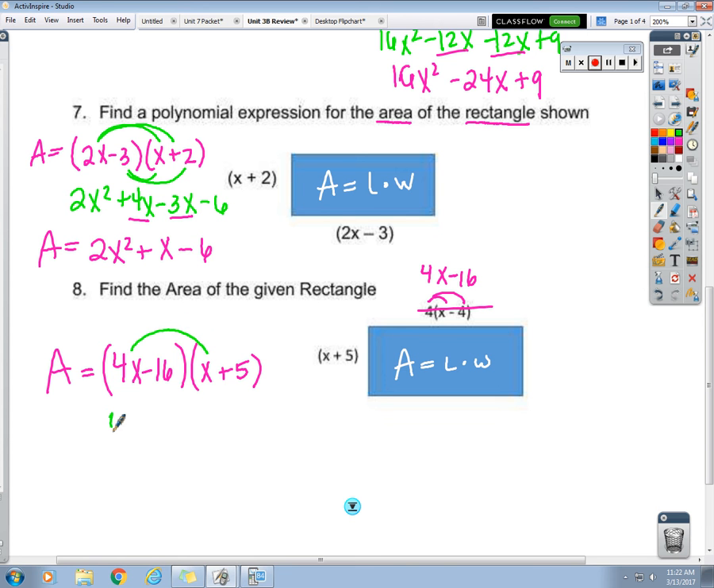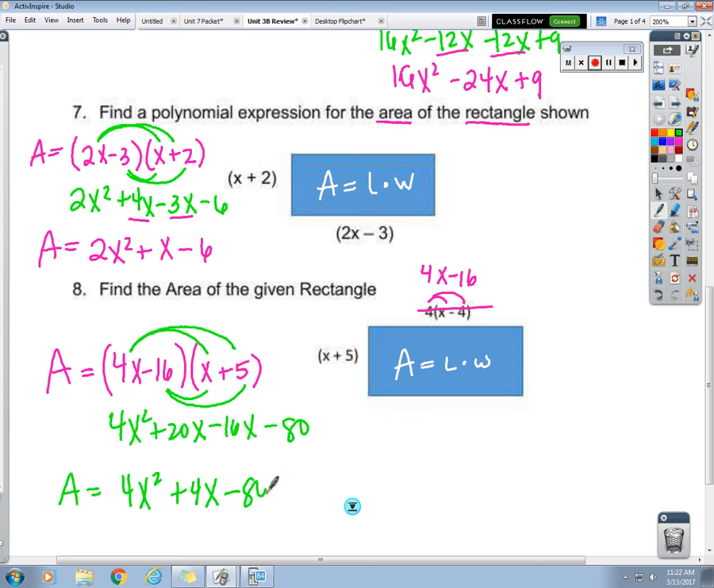4x times x is 4x squared. 4x times 5 is 20x. Negative 16 times x is negative 16x, and negative 16 times 5 is negative 80. Then for your final answer, 4x squared, 20x minus 16x is 4x, and then minus 80. Okay, go ahead and turn to the next page.